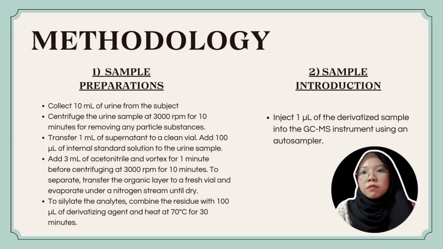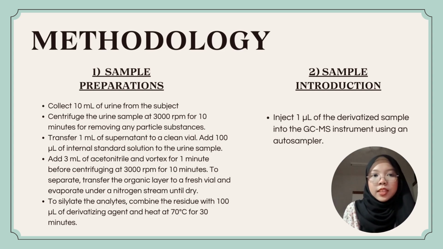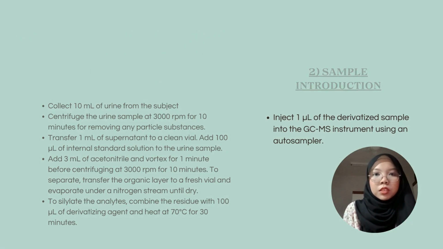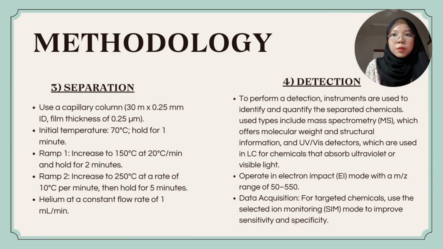To separate, transfer the organic layer to a fresh vial and evaporate it under a nitrogen stream until dry. To silylate the analytes, combine the residue with 100 microliters of derivatizing agent and heat at 70 Celsius for 30 minutes. The second one, we need to do sample introduction. First, we need to inject 1 microliter of the derivatized sample into the GCMS instrument using an autosampler. The third one, we need to do separation.